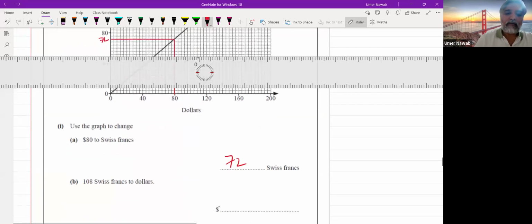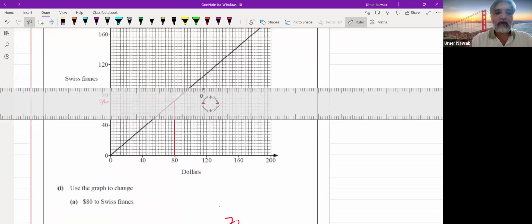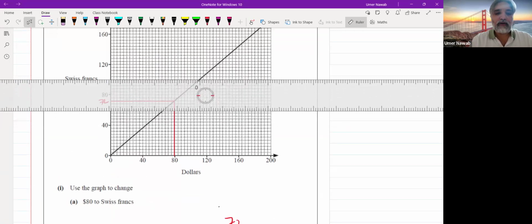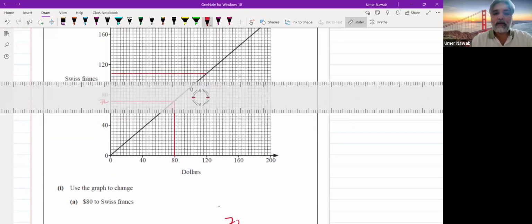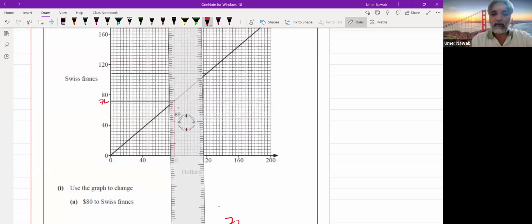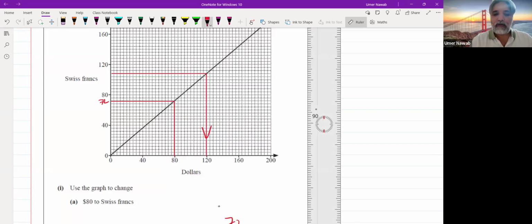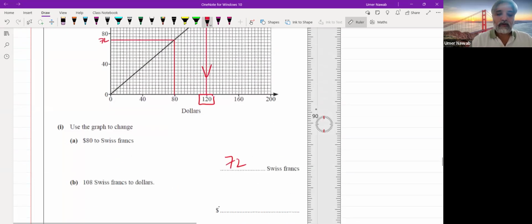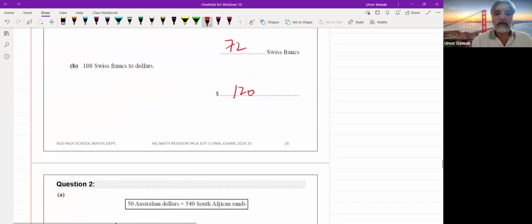After that, 108 Swiss francs. 108 is where? This is 100, 104, and this is 108. So when I draw this line, I can come down. So it will take me, guys, to 120. So 120 is my answer for the second part.